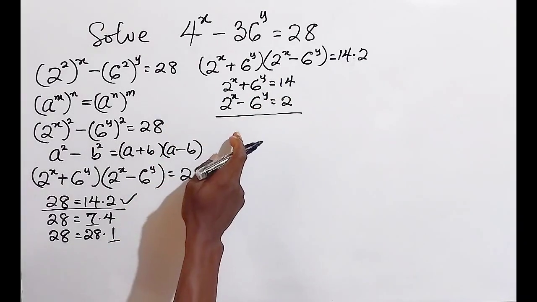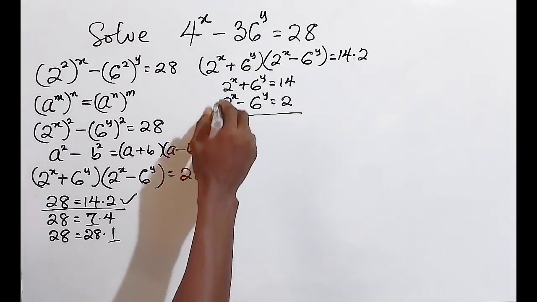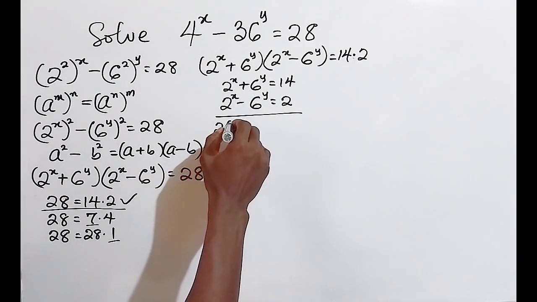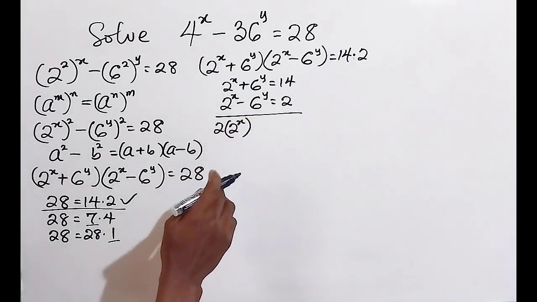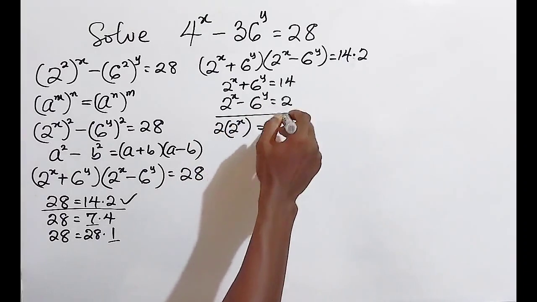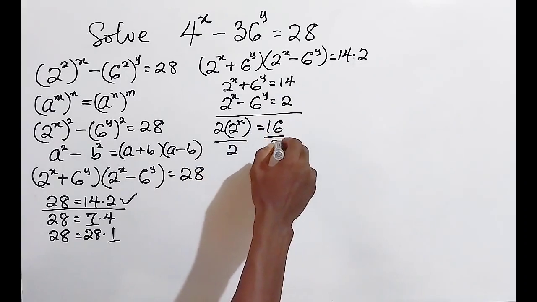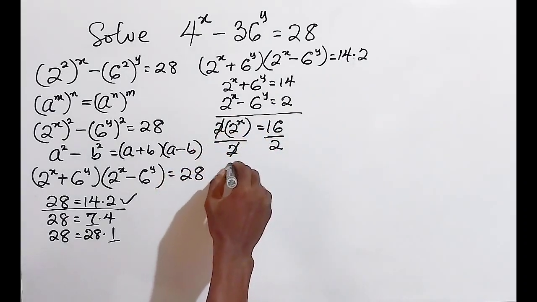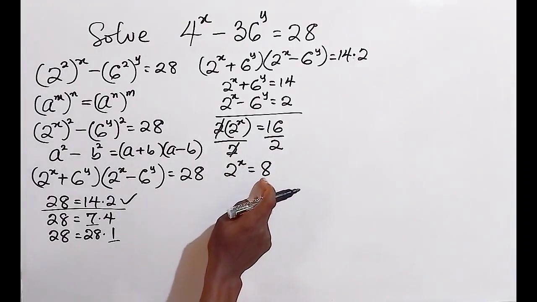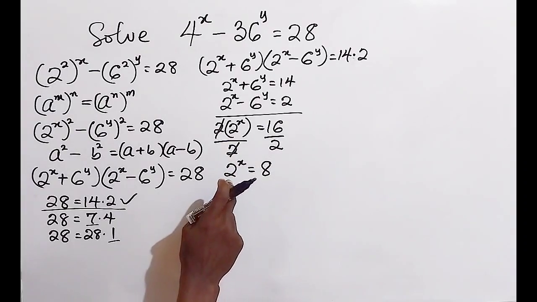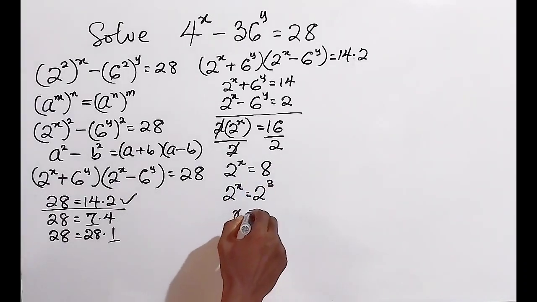Now we can add these two equations together. The reason why we are adding is to eliminate the term 6 raised to the power of y. Here you have 2 times 2 raised to the power of x, then equals, when we add this together, 16. Now to this effect, we can divide both sides by 2. So here you have 2 raised to the power of x equals 8. Now we can reduce this to a base of 2, which will give us 2 raised to the power of x equals 2 raised to the power of 3. So our x here will give us 3.